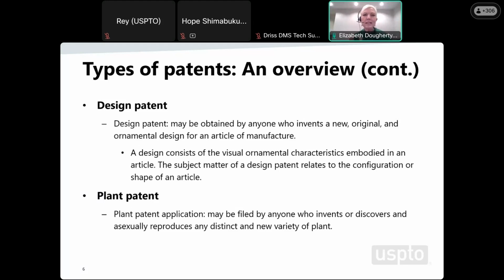Plant patents, as I said, protect anyone who invents or discovers and asexually reproduces any distinct and new variety of plant. These can be fruit trees, they can be ornamental bushes, a wide array of subject matter, but our smallest area of filing. Now, I think it's important to note that these different types of patents, utility, design, and plant, last for different durations. The utility is good for 20 years from the date of filing, just as plants, good for 20 years from the date of filing, and design patents are good for 15 years from the date of issuance. Next slide, please.